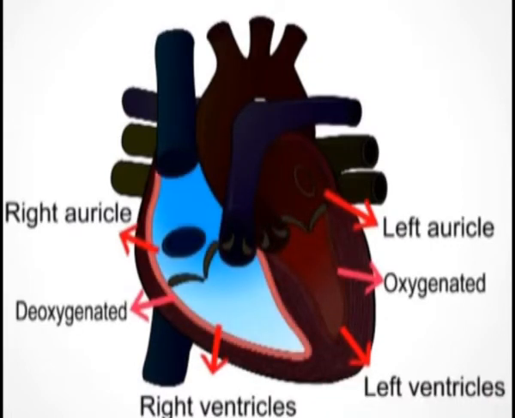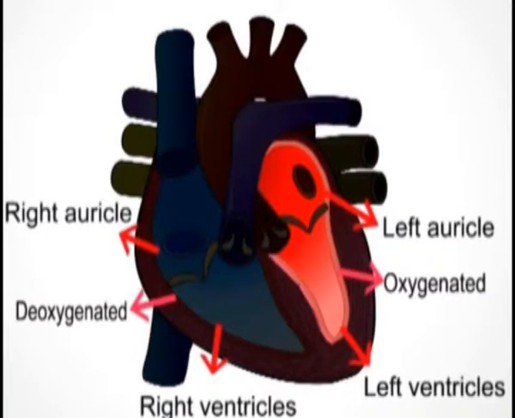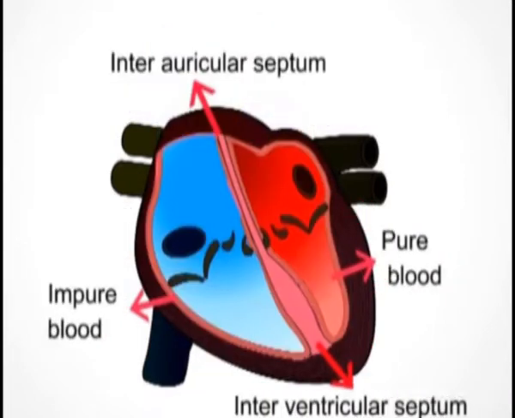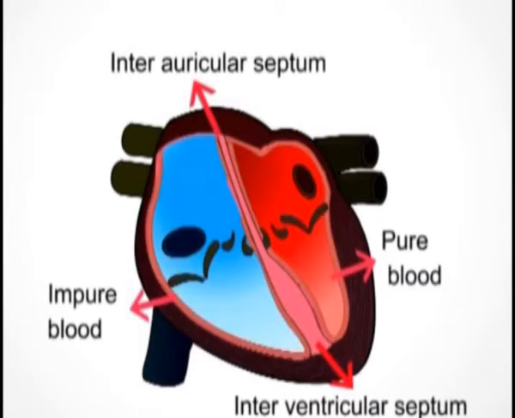The right side of the heart, that is the right auricle and right ventricle, has deoxygenated blood, and the left side of the heart, that is the left auricle and the left ventricle, has oxygenated blood. The two septums, interauricular and interventricular septum, prevent the mixing of impure and the pure blood between the right and the left auricles and ventricles.